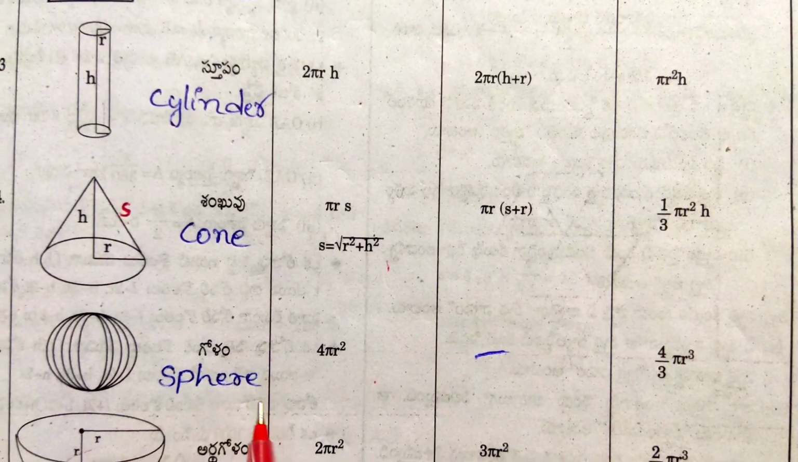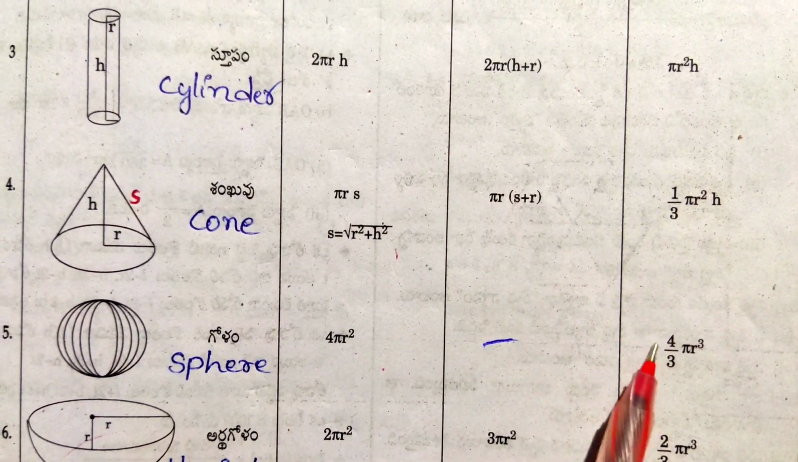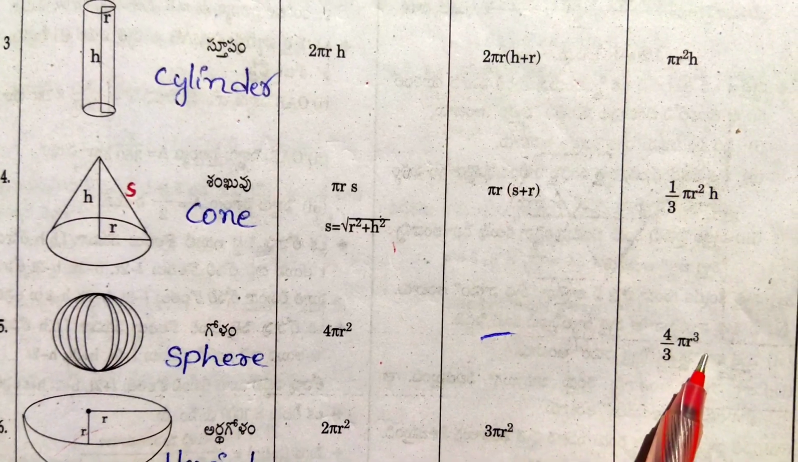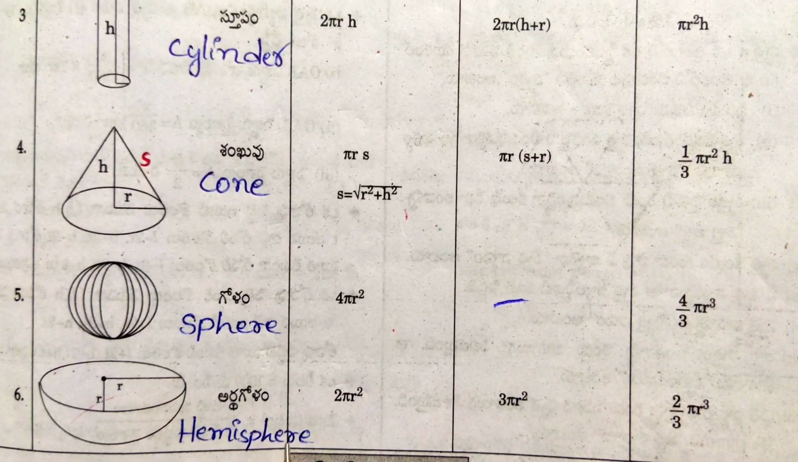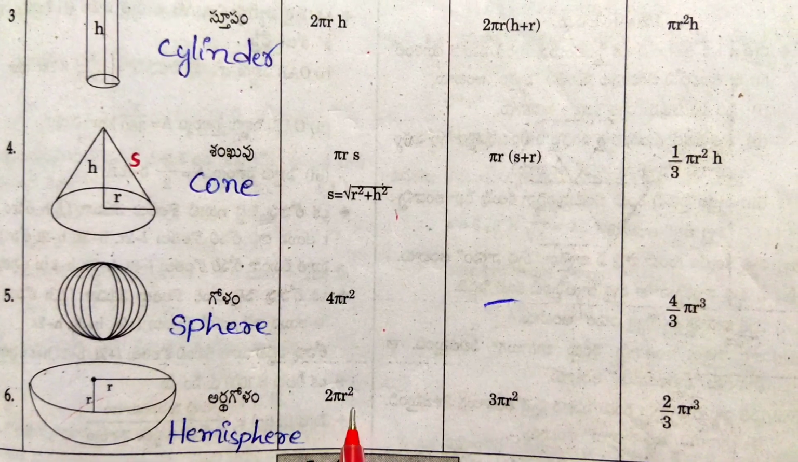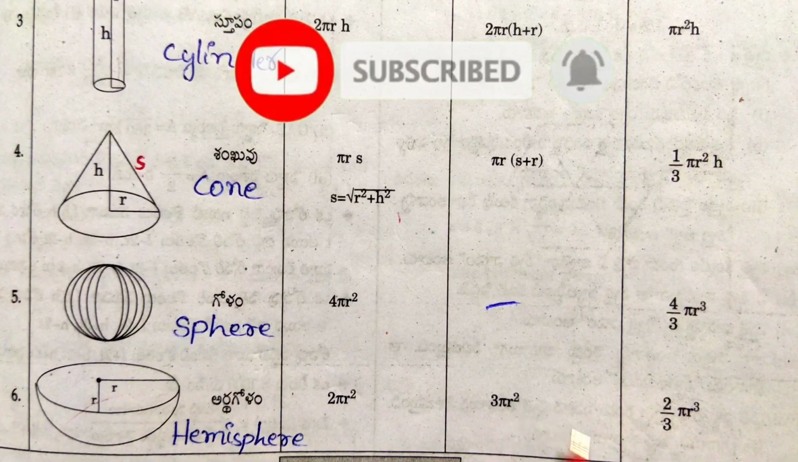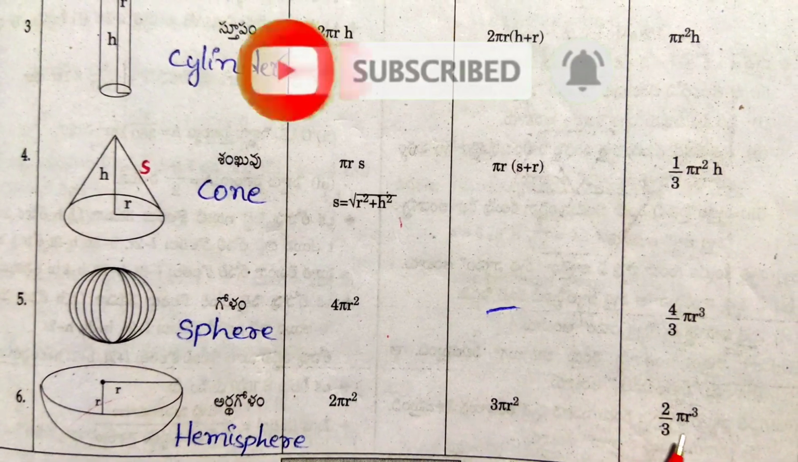Sphere. Surface area formula is 4 pi r square. Volume formula is 4 by 3 pi r cube. Hemisphere. Curved surface area formula is 2 pi r square. Total surface area formula is 3 pi r square. Volume formula is 2 by 3 pi r cube.